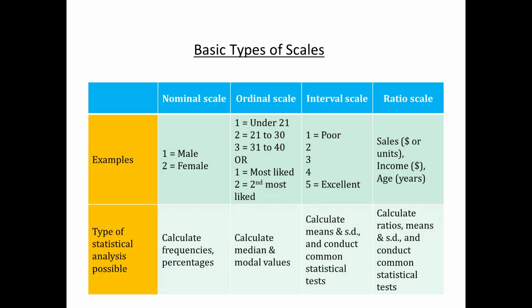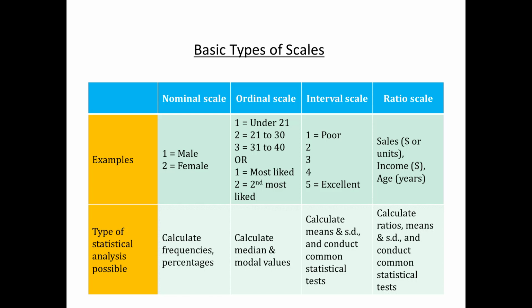Knowing what type of scale you have is important because it determines what type of analysis you can do with the numbers. Here are some examples of each scale type. In a survey, if you ask about gender, you would assign the value 1 if someone checks male and the value 2 if they check female. The number 1 or 2 doesn't mean anything. It just identifies the type of answer they gave. That's a nominal scale. You could look at the frequency distribution of people in the two groups, but you couldn't average the responses to this question.